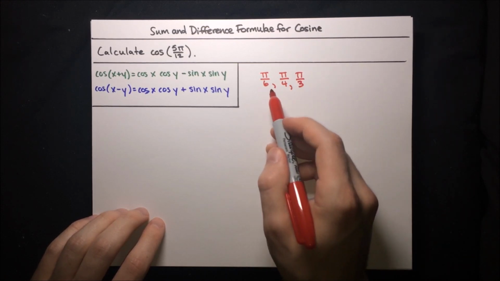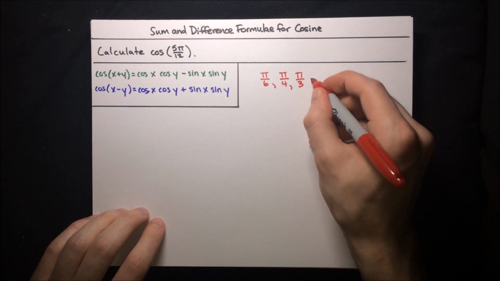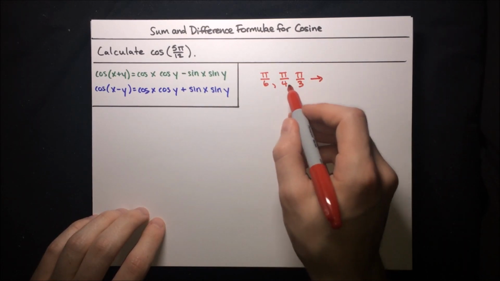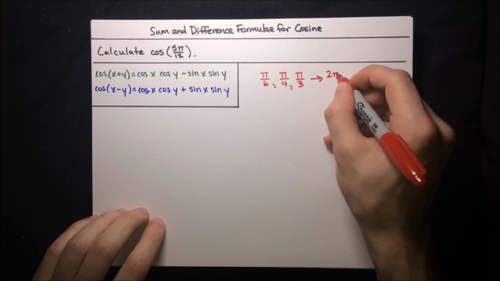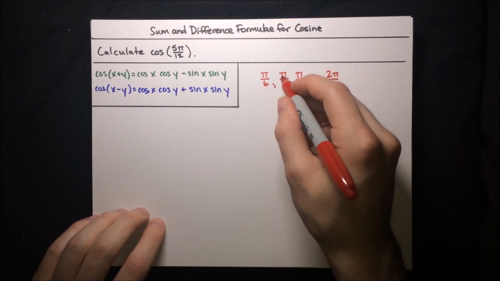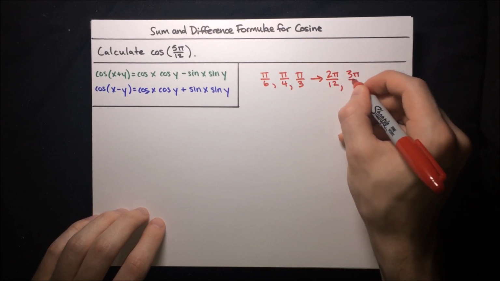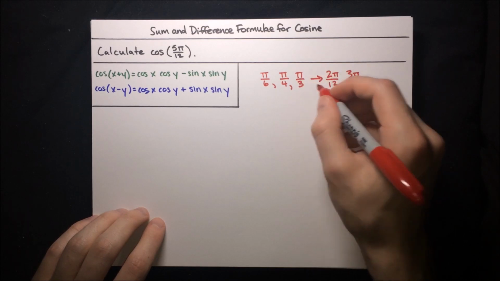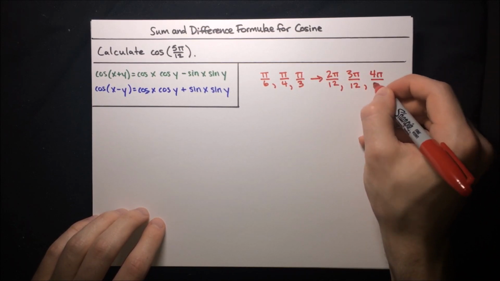And just so it's easy to see how these might combine to make 5 pi over 12, why don't we express these all with denominators of 12. So pi over 6, multiply that on top and bottom by 2, so 2 pi over 12. And then pi over 4, multiply that on top and bottom by 3, so 3 pi over 12. Pi over 3, multiply top and bottom by 4, so 4 pi over 12.